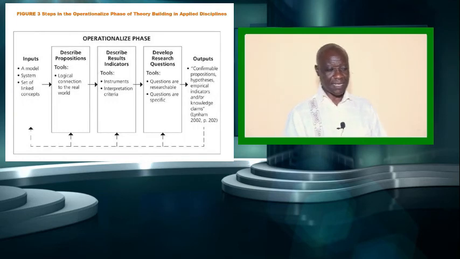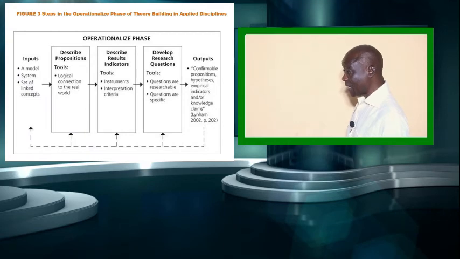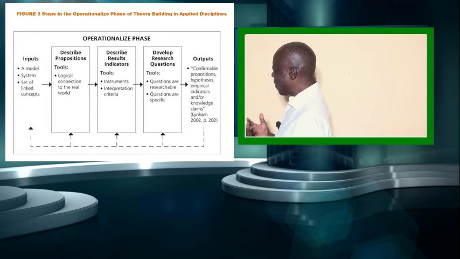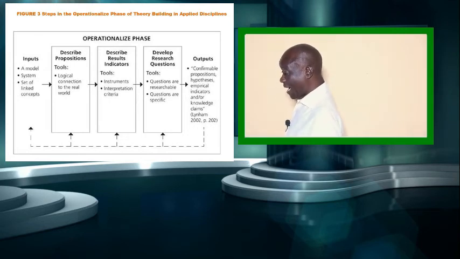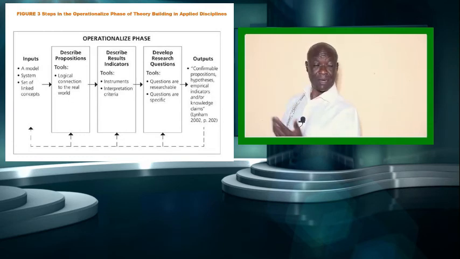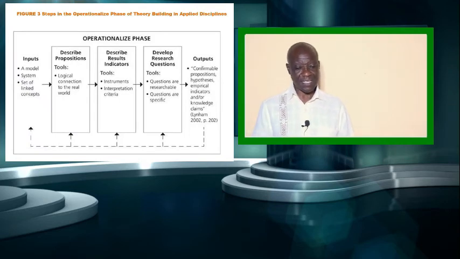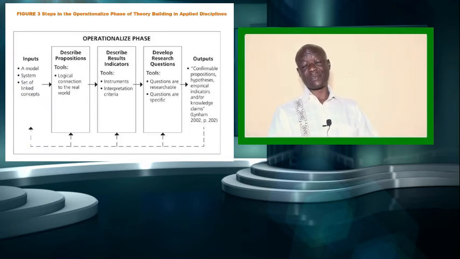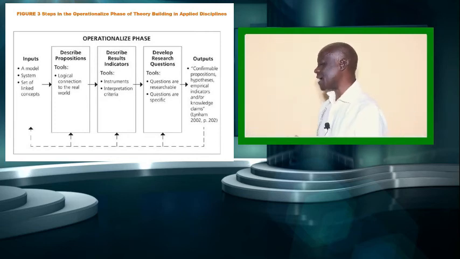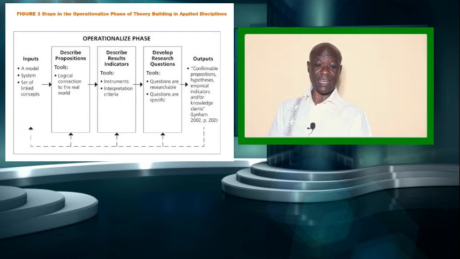So as you can see, this concept of parsimony is very important, because when we use parsimony to assess the operationalization phase, ladies and gentlemen, we mean that we must have a minimum number of propositions, a minimum number of results indicators, and a minimum number of research questions, ladies and gentlemen. And of course, at the same time, including the various relationships of the concepts that you may have developed at the conceptualization level up to the operationalization level.